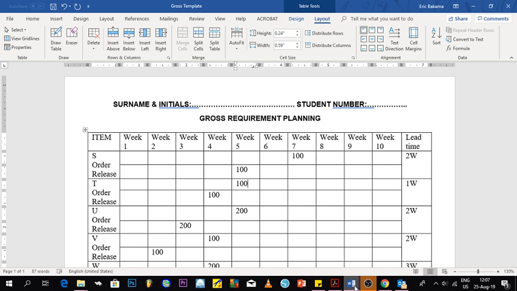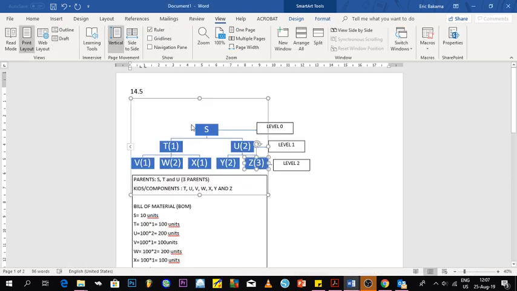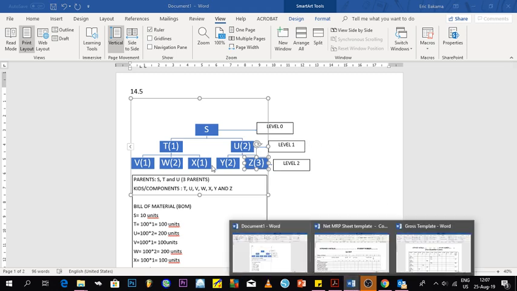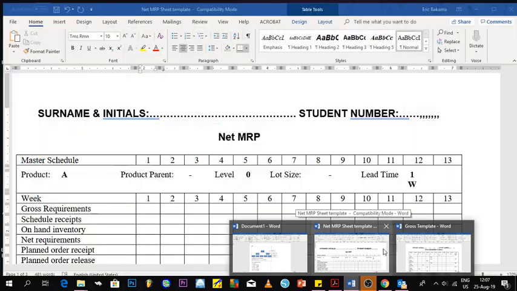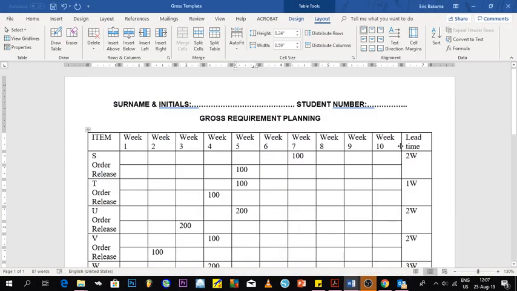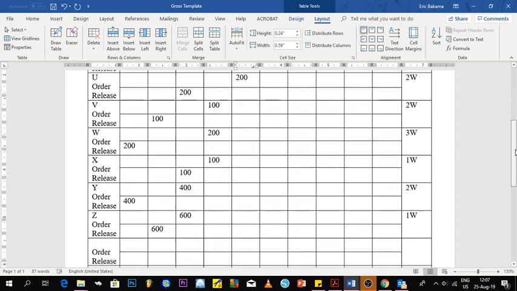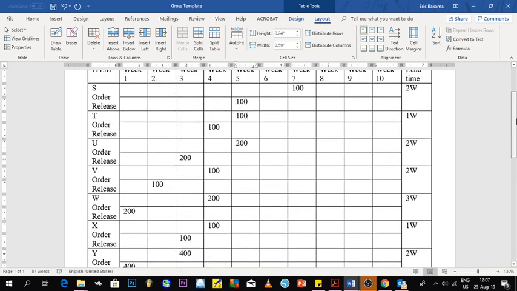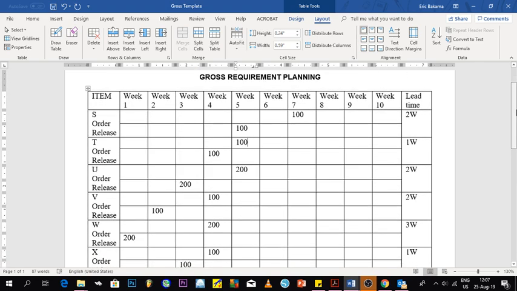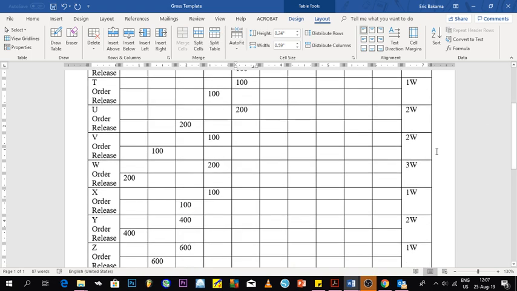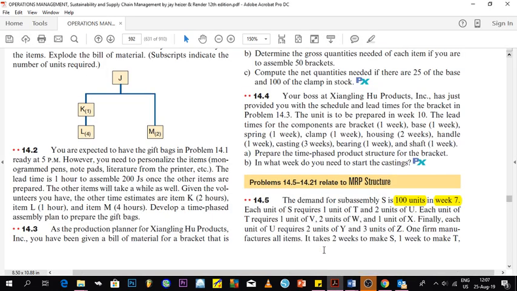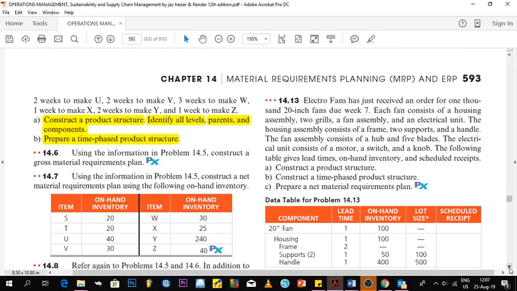So like I said, I'll advise you to always fill the table level after level. You move from item in level 0, then item in level 1, item in level 2. You can also try to solve them randomly, but it's going to be very difficult. Even though you'll be able to find the answer, it's going to be very tricky for you to get it like that. So far, this is how you go about the gross requirement template. Feel free to comment if you are struggling to understand some part. Well, that was all about question 14.6.